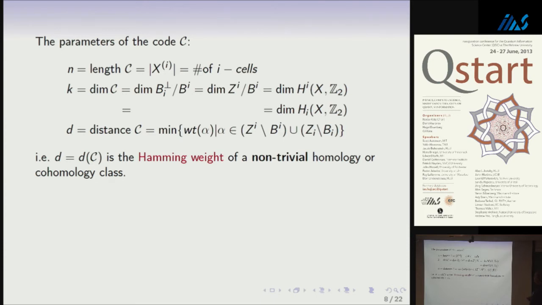Namely, alpha represents a non-trivial element of the cohomology group, or alpha represents a non-trivial element of the homology group. And we want the non-trivial representatives of homology and cohomology to be long.